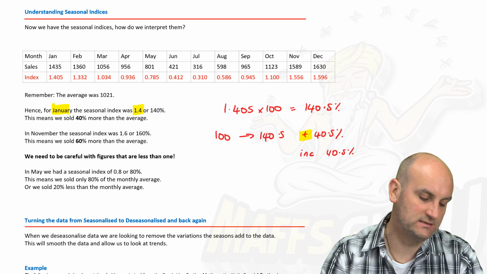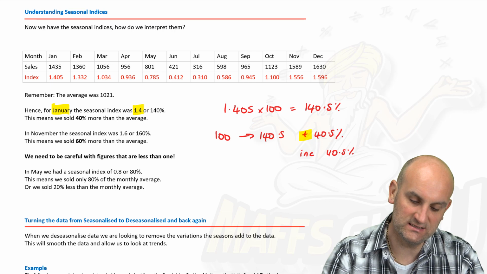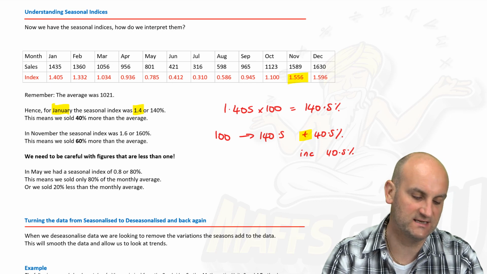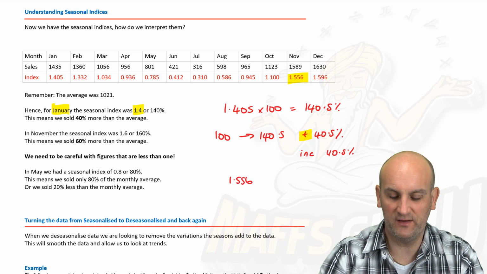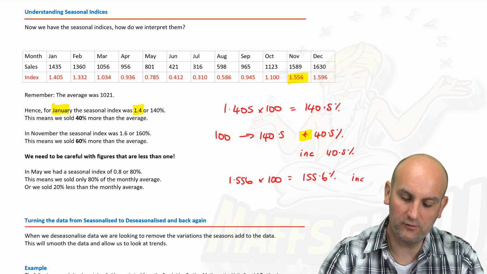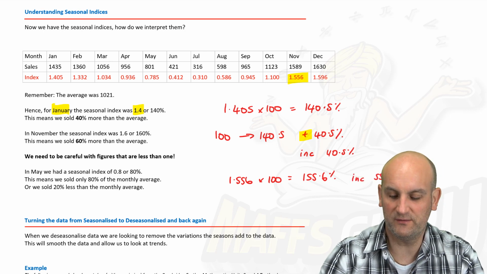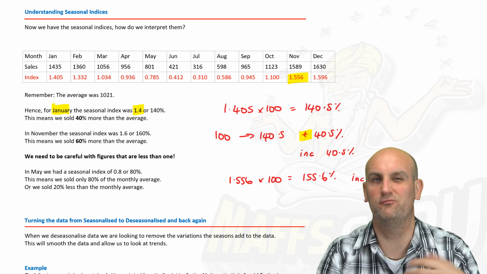November, our seasonal index, what did it say in November? It was 1.556. Again, 1.556, multiply that by 100 gives me 155.6%, and so that would be an increase of 55.6%. Those ones that are bigger than 100 are really easy to do.